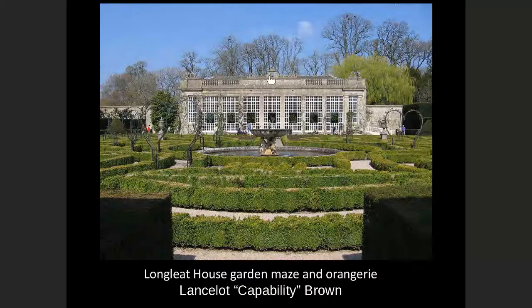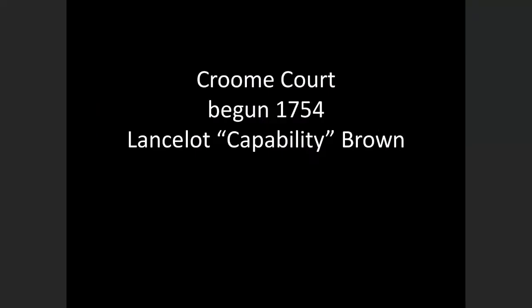Here he has a greenhouse or an orangerie, where you could grow tropical fruits like orange trees year-round in a colder climate like England. You see a large layer of windows, but it's basically a Renaissance design. And then we have a symmetry and axis for the garden design itself. He also did architecture, and a famous design is Croome Court from 1754.